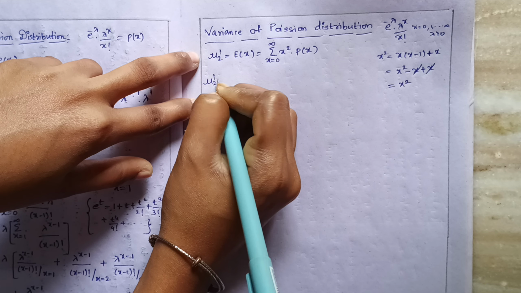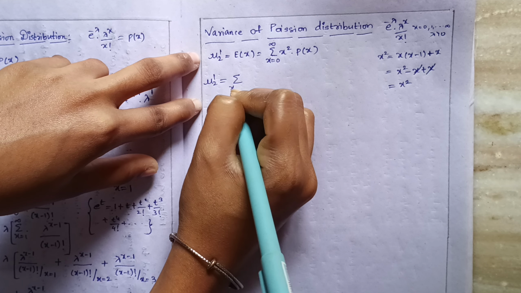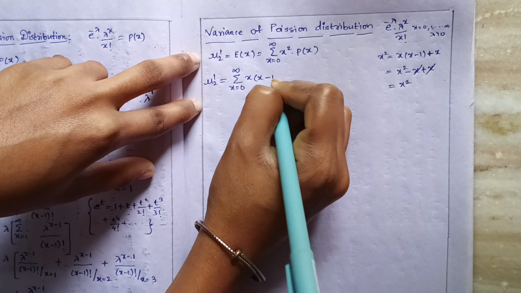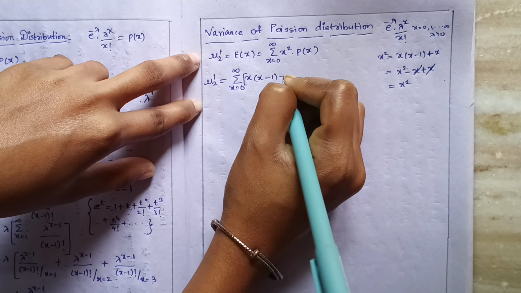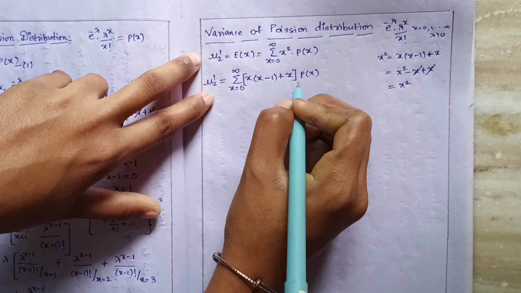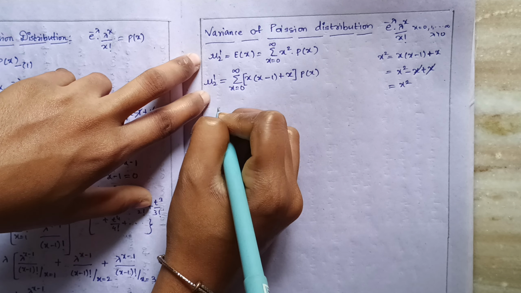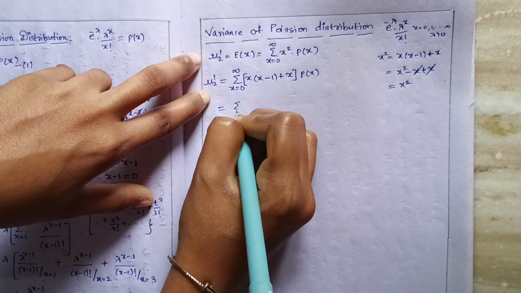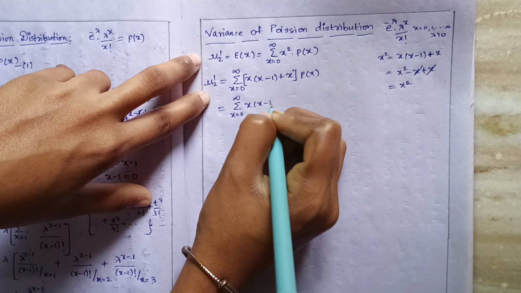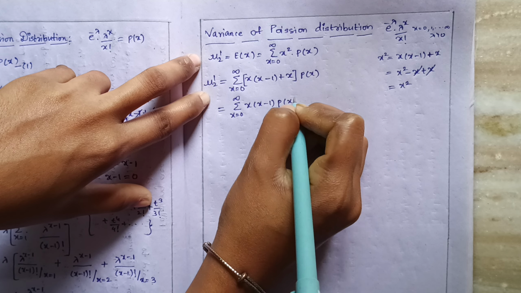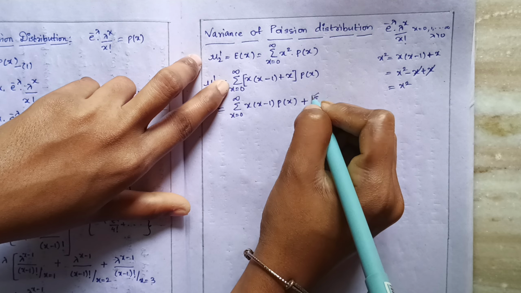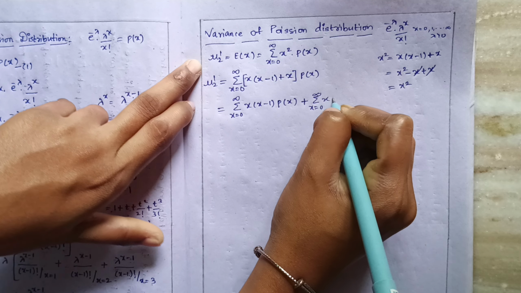Therefore mu2 dash is equals to summation x is equals to 0 to infinity, x into x minus 1 plus x, into p of x. Multiply this square bracket term with p of x. Therefore, summation x is equals to 0 to infinity x into x minus 1 into p of x, plus summation x is equals to 0 to infinity x into p of x.